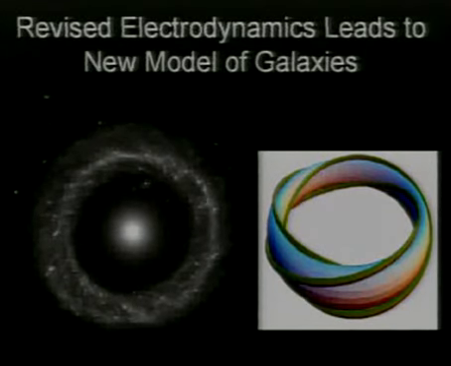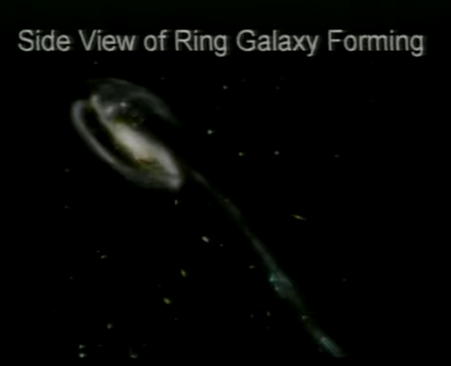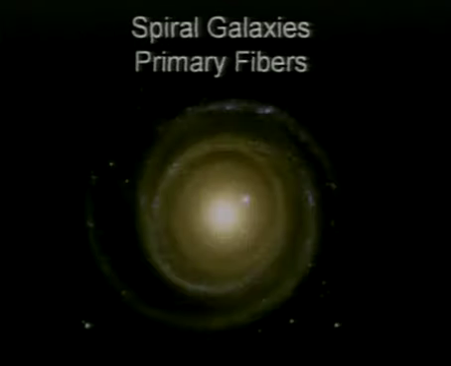Let me show you some better pictures. This is a side view of one. Can you see the fibers here? This is one that is forming or decaying, one or the other. You can see the real fibers of a galaxy on some of those. Here is one from the top, looking down. You can see the spiral arms.